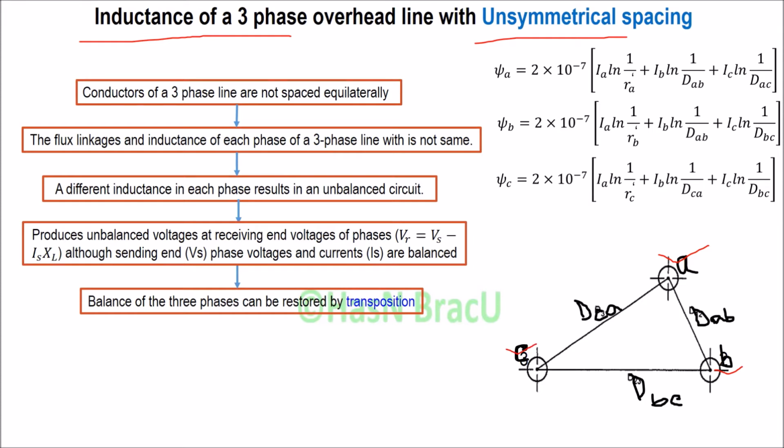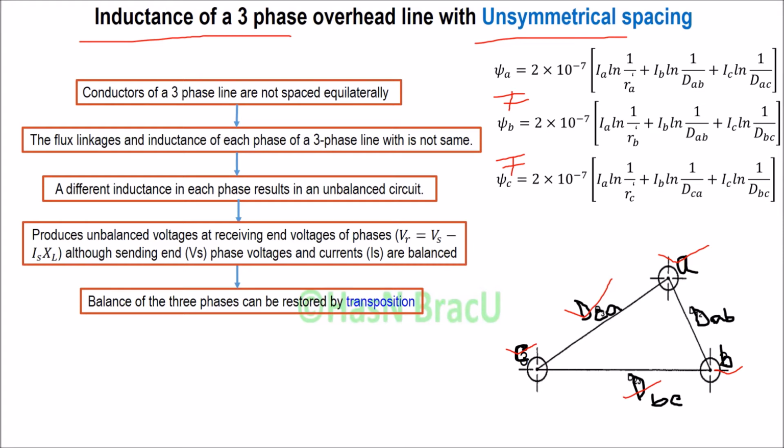So conductor A is carrying IA current, B is carrying IB current, C is carrying IC current. And since this is unsymmetrical spacing, the distances between the phase conductors are not the same. DAB is not equal to DBC. DBC is not equal to DCA. Since the distance is not the same, the flux linkage of each phase is not the same. So psi A is not equal to psi B. Psi B is not equal to psi C, or psi A is not equal to psi C, right?